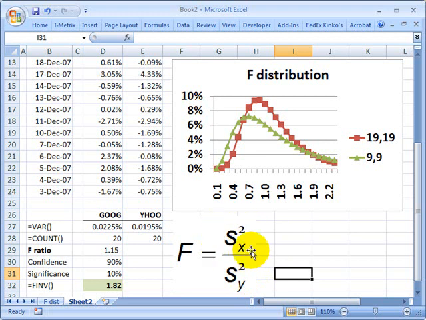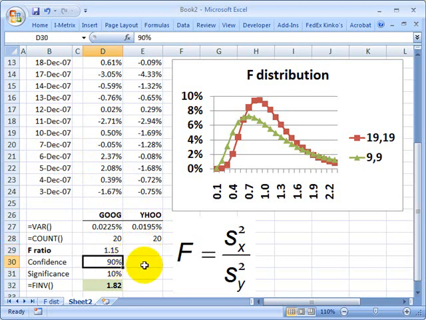And we want the larger sample variance in the numerator, so this F ratio should always be greater than 1. You'll notice if they're the same, the F ratio will be equal to 1. So in my case, it's a simple division of Google's variance divided by Yahoo's variance, and I get 1.15. In this case, for these samples, Google's variance is 15% greater than Yahoo's. And now we ask ourselves, given that I've drawn from a sample of 20 observations for each stock, is that different enough such that the population variances are really different?